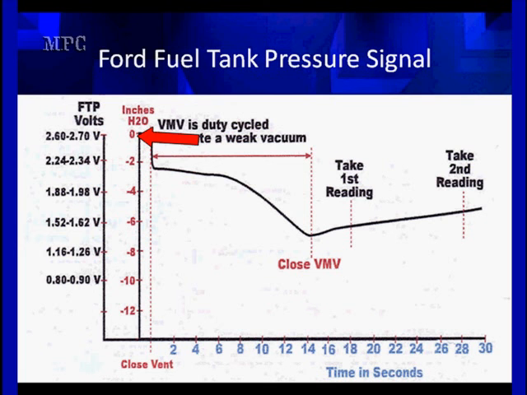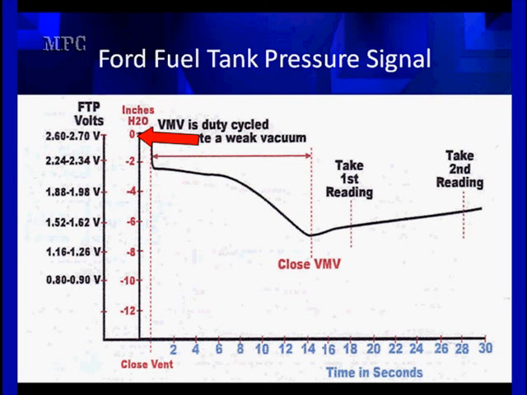Ford, we're going to do similar tests, but the difference is we're going to be using a solenoid, a fuel tank pressure sensor that goes from 280, 265 downward as we have vacuum, going above 265 when we have pressure. The system is the same. We're going to have a vacuum management valve duty cycled to a weak vacuum. We're going to close the vacuum management valve, take our first reading, second reading, do our decay, do everything we just did in GM, only now we're going the opposite direction.